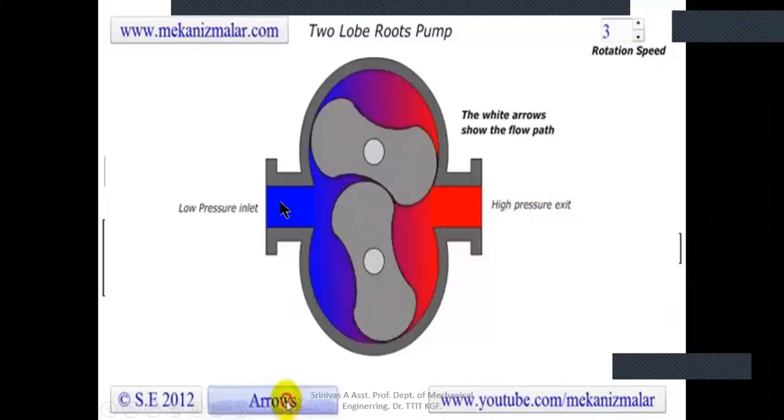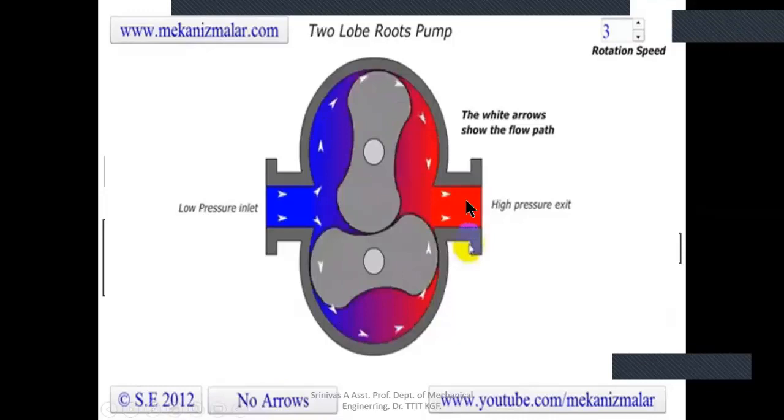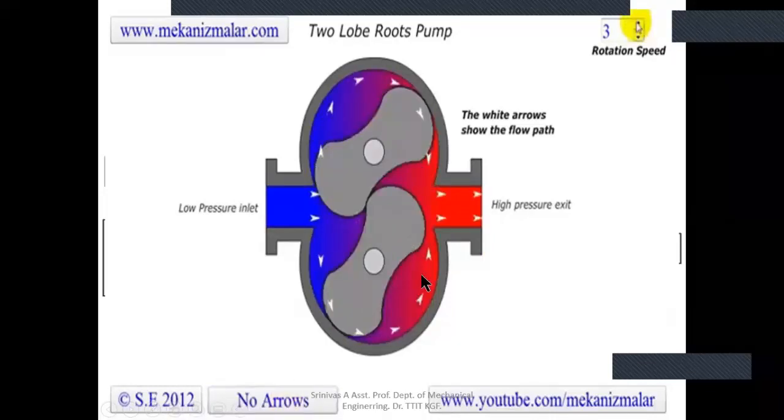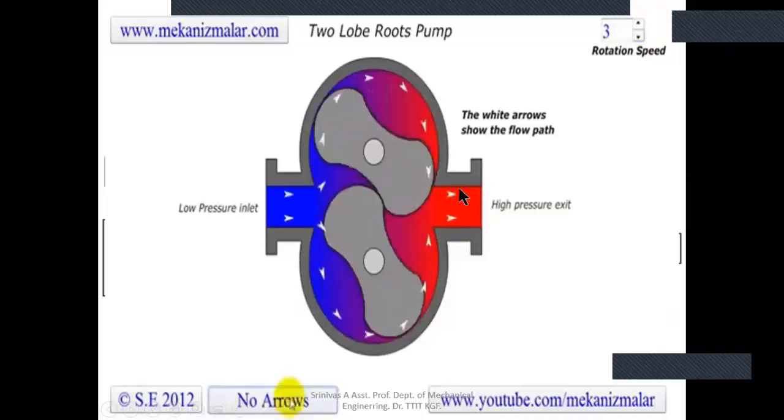So what happens when the water enters is that it is taken over in this cavity and its pressure increases. Water is trapped in this gap and will exit. It will take place over here. So like this, continuous discharge takes place.